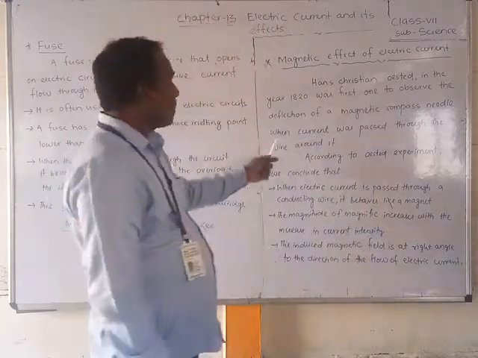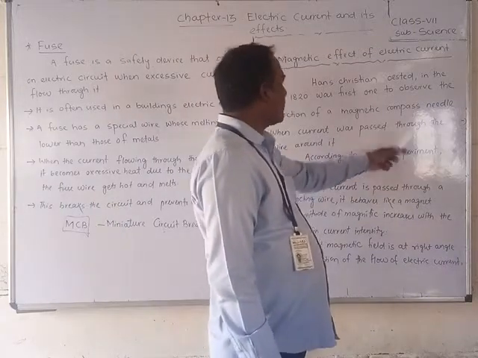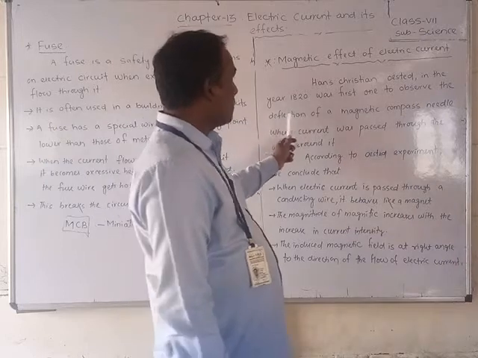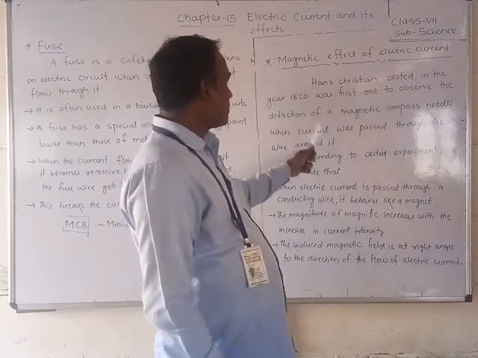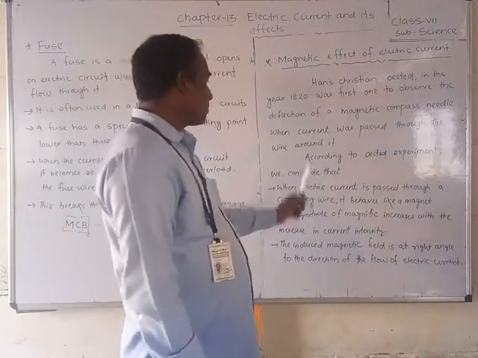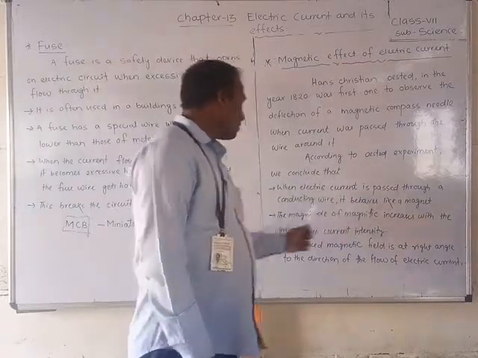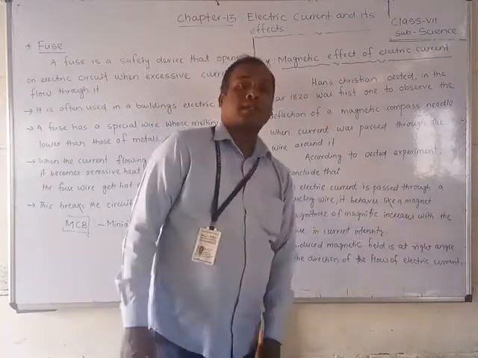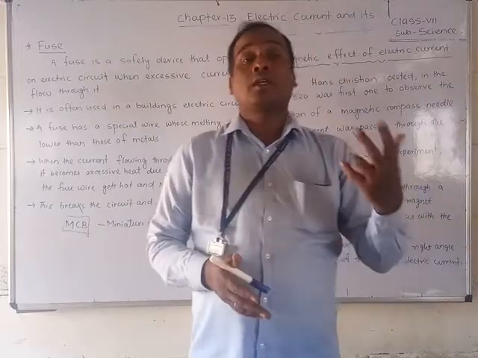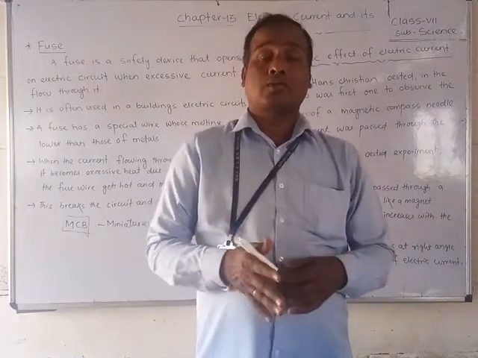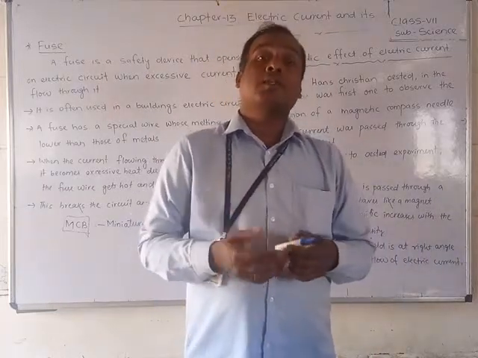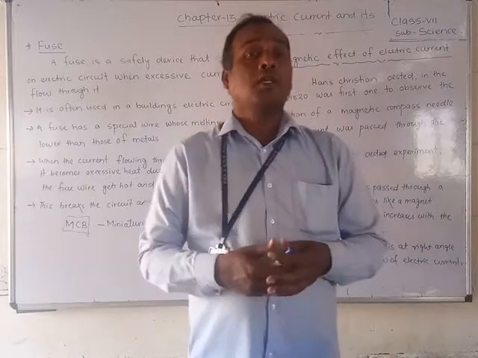When the current was passed through the wire, the compass around it was deflected. According to Oersted's experiment, we conclude that when an electric current is passed through a conducting wire, it behaves like a magnet. I have already shown this last Sunday: if current passes through a conductor, it behaves just like a magnet, and I showed that it attracts needles.